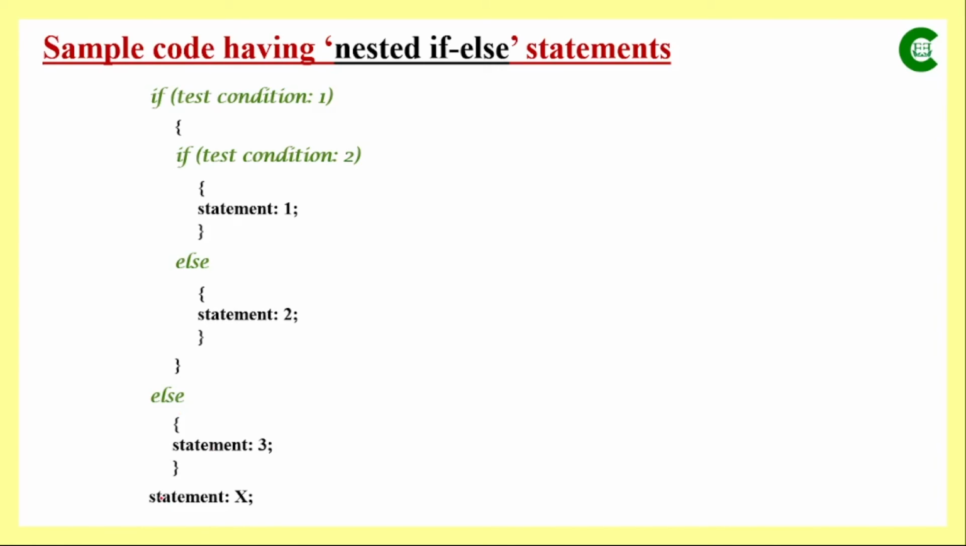And what we can notice here is statement X is not part of this condition 1 or condition 2 checking. Rather, statement X will always be processed, and that's why this statement X is aligned with this if and this else. And secondly, this statement X has been written after this closing brace. This closing brace corresponds to this else. This closing brace corresponds to this if.